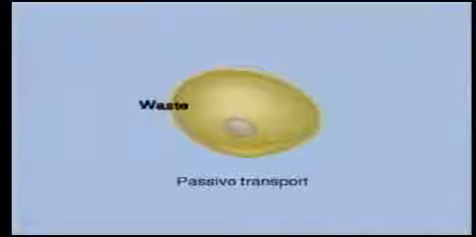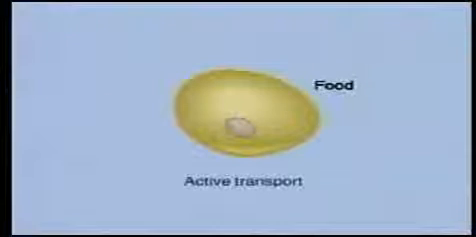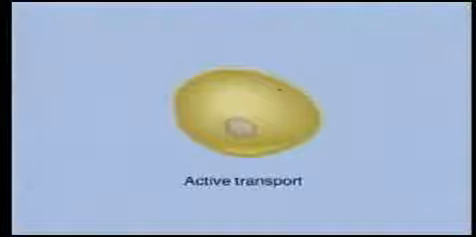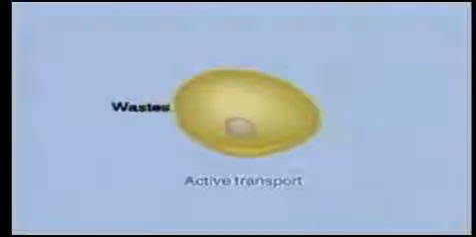To stay alive, a cell must exchange materials with its environment. Some materials move in and out of the cell by a process called passive transport. Other materials must be carried across in a process called active transport. The membrane of a cell is semi-permeable.